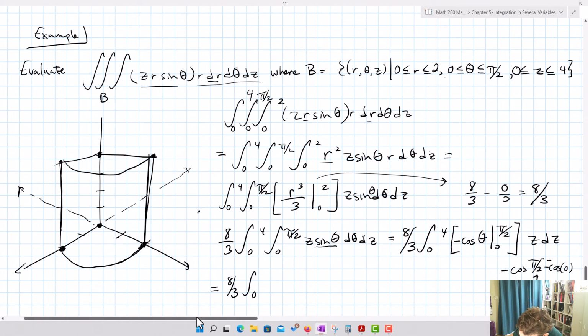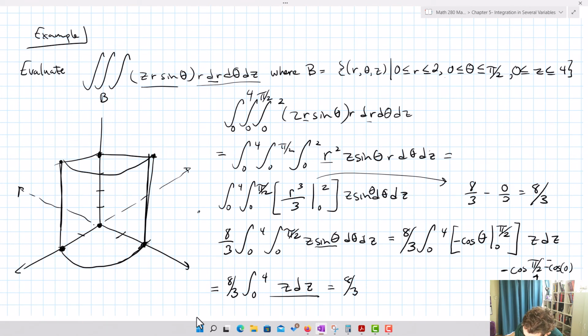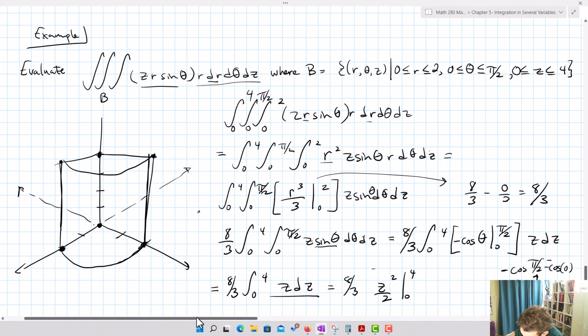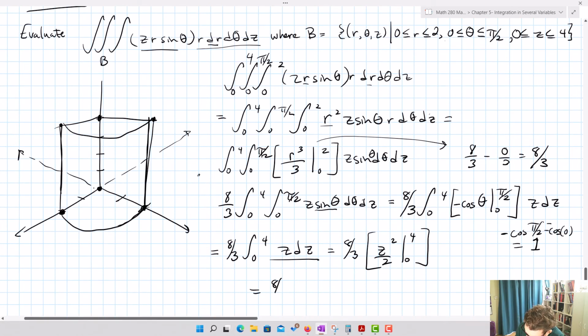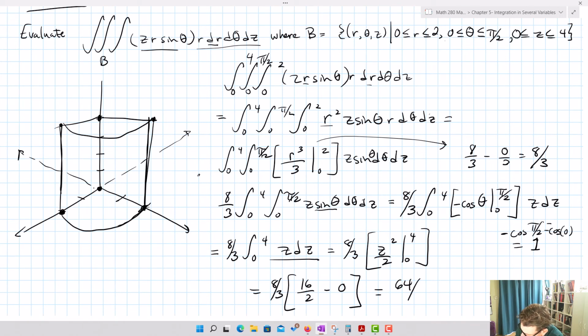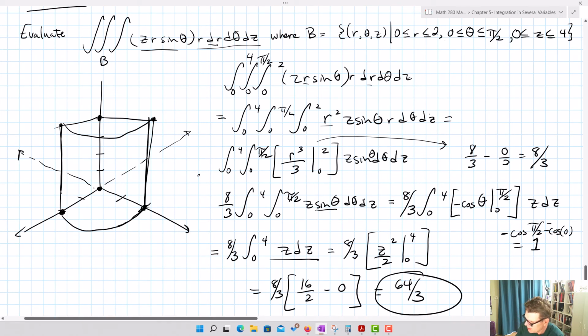So that's 8/3 times the integral from 0 to 4 of z dz. Now we just have to integrate with respect to z. We've got 8/3 times z squared over 2, evaluated from 0 to 4. So that's 8/3 times 16 over 2 minus 0. That's just times 8, so that's 64 over 3. And that is the value for our triple integral.